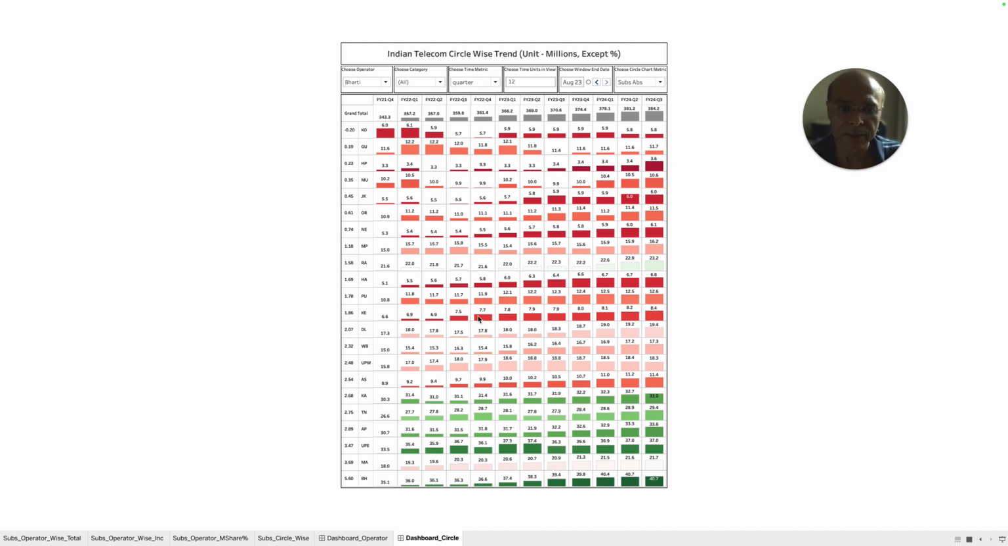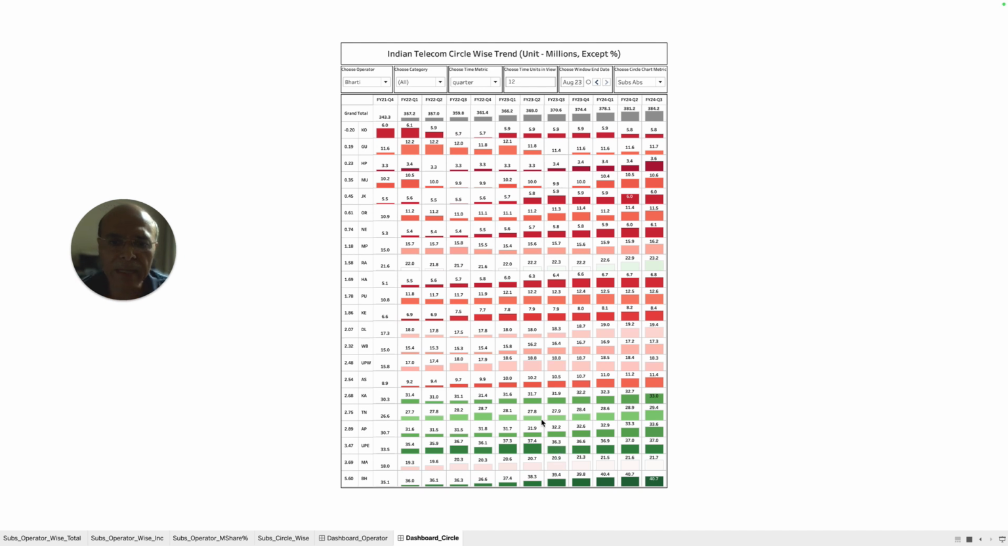The numbers in red show that absolute numbers are lower compared to the greener ones, which are higher. So the greener circles are going to be circles of importance to the operators, because there the subscriber numbers are higher for the particular operators. They should be focusing on these circles to ensure that they do not lose market share in circles where their subscriber numbers have historically been high.